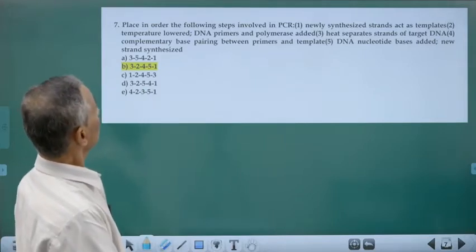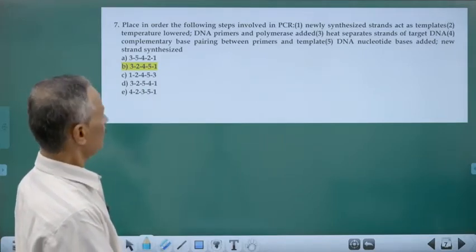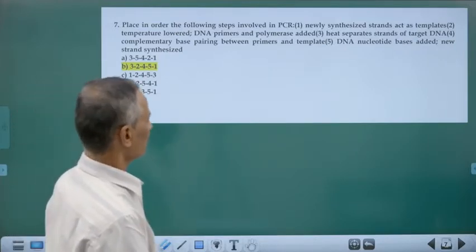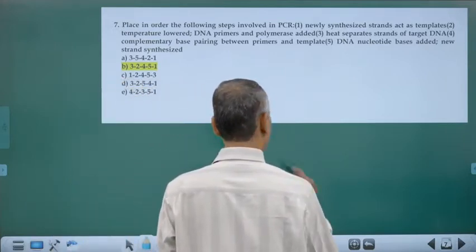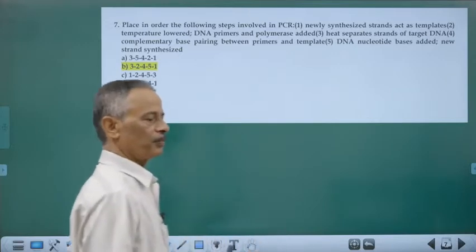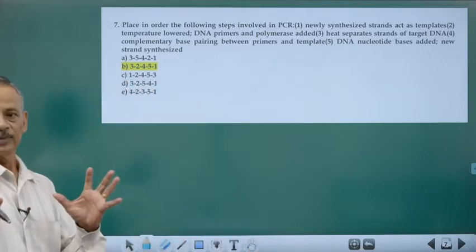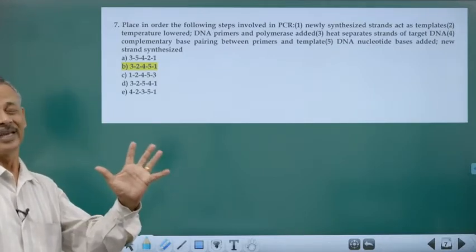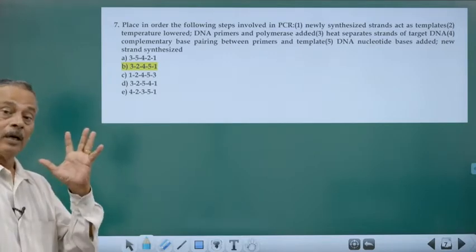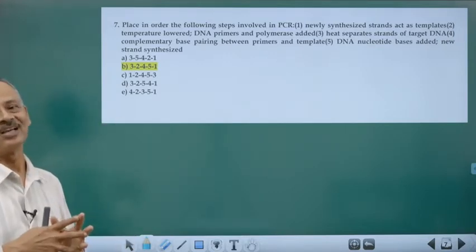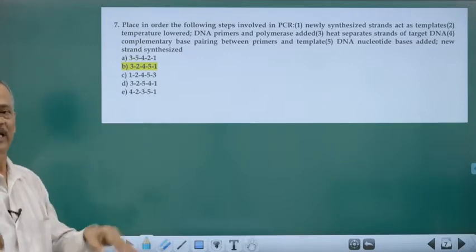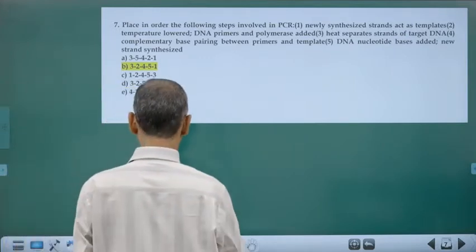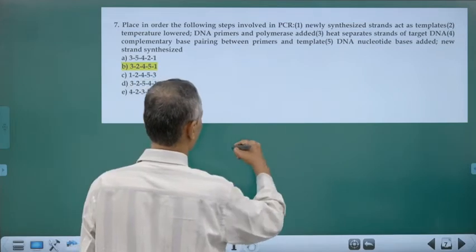Place in order the following steps involved in PCR. See, what is PCR? Polymerase chain reaction. In polymerase chain reaction, we are having a thermocycler machine. Remember, PCR is a technique that enables us to produce a large number of desired DNA or gene in vitro conditions. We need not depend on any organism for amplifying our desired gene. It is having only 3 basic steps. What are these basic steps?